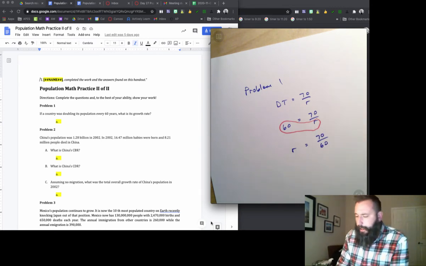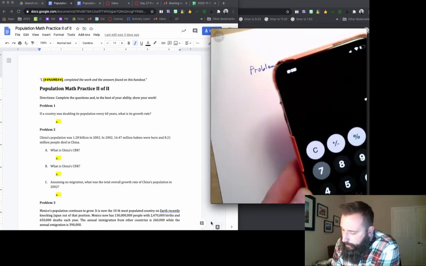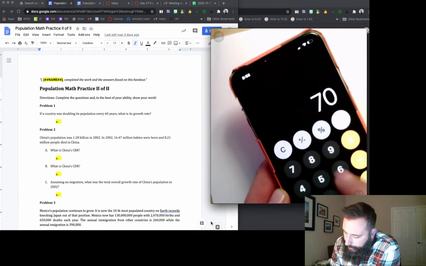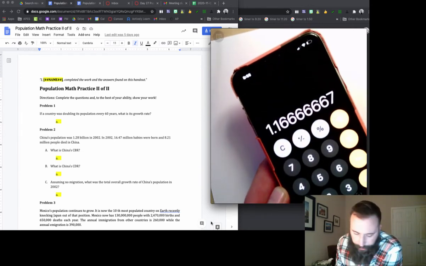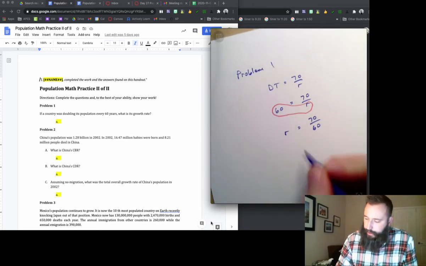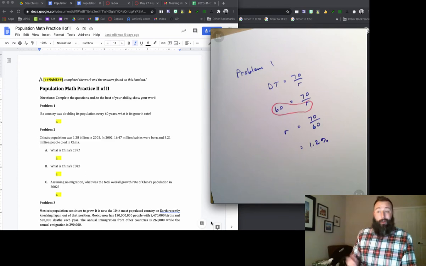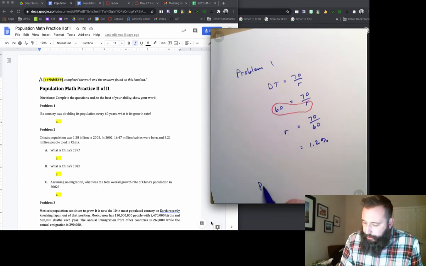All right, I am going to need a calculator though. Let's take a look. 70 divided by 60 is equal to, we'll go with 1.2%. So R is equal to 1.2% growth rate. Let's do problem 2.